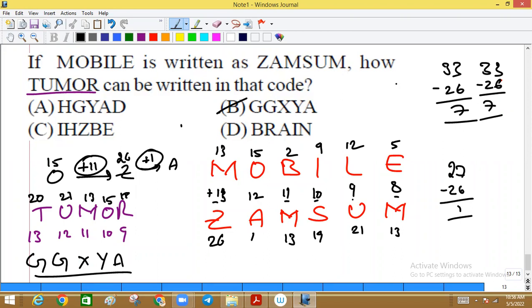Okay. This is very important. After you cross Z, how much do you have to add? You just subtract 26, and you will get the answer.